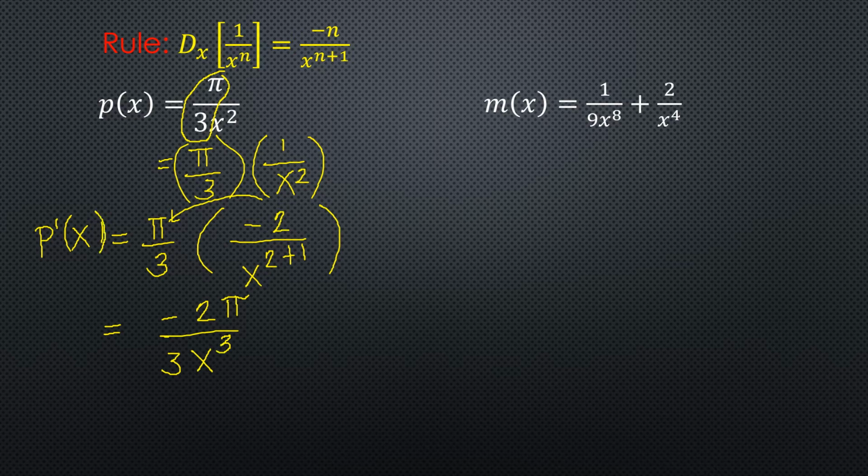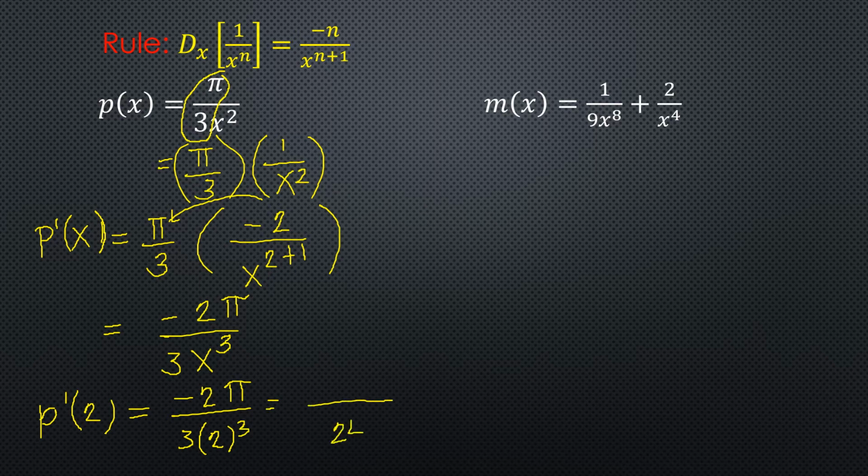So let's say for example you are asked to get p prime of 2. Then your answer will be negative 2 pi over 3 times 2 raised to 3. So 2 raised to 3 is equal to 8 times 3, that is 24. So negative 2 pi over 24, and that will be 2 and 24, which are divisible by 2. So we have negative pi over 12. So the answer is negative pi over 12.